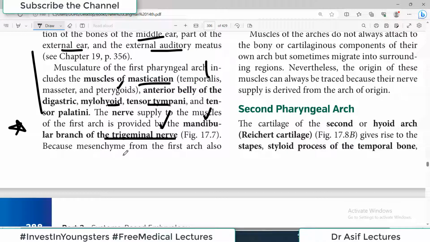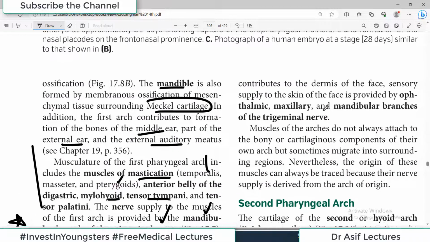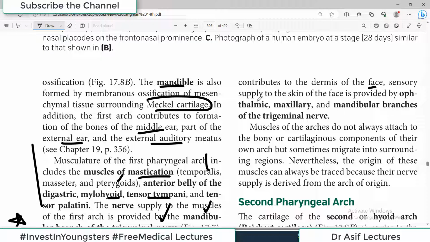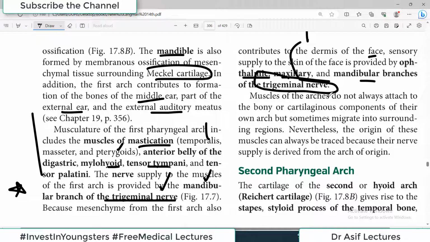nerve. Because mesenchyme from the first arch also contributes to the dermis of the face, sensory supply to the skin of the face is provided by ophthalmic, maxillary, mandibular branches, again of the trigeminal nerve, because trigeminal is the nerve for the first pharyngeal arch. Muscles of the arch do not always attach to the bony or cartilaginous components of their own arch, but sometimes they migrate into the surrounding region. Despite their migration, they retain their nerve supply of the original embryological origin.